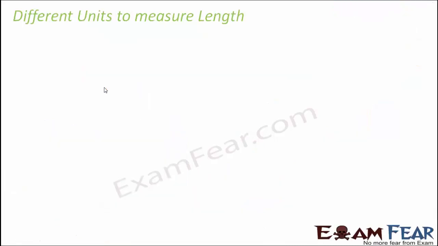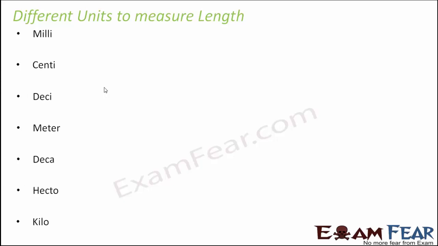Okay, so now let us get back to the measurement of length. I said that meter is the SI unit for length, but besides meter there are many other units also for length. So let us look at the various units of length. They are millimeter, centimeter, decimeter, meter, decameter, hectometer and kilometer. These are the different units to measure length. Now you might ask why we have so many units to measure the same thing. I'll explain that in the next slide.